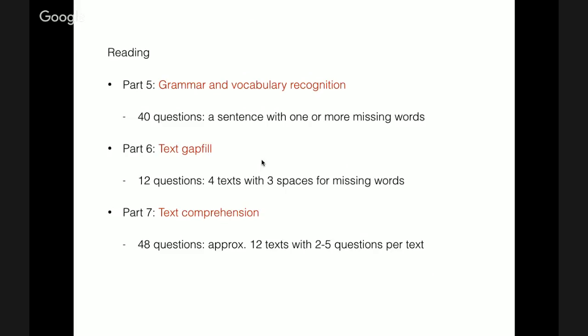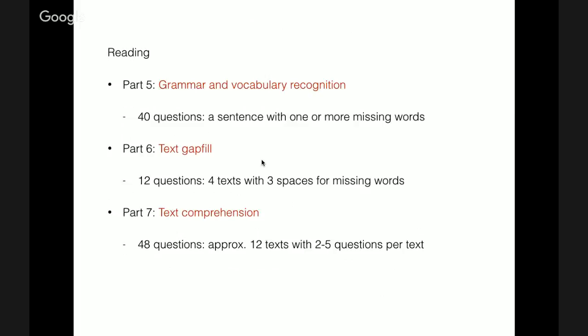The reading part has 3 parts. Part 5 is a grammar and vocabulary part. So essentially you've got sentences with 1 word or more, maybe 2 words missing, and you have to recognize from 4 possibilities, A, B, C, D, what is the correct word for that space. So you've got 40 questions, a lot of sentences to put in the missing words to recognize the correct word. Again, we'll look at that in a future webinar.